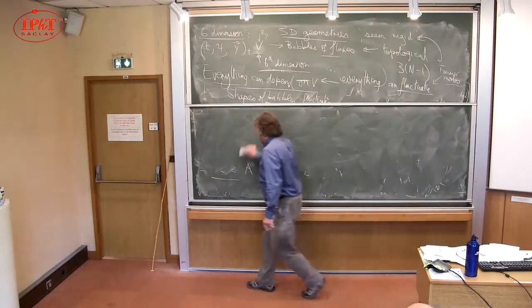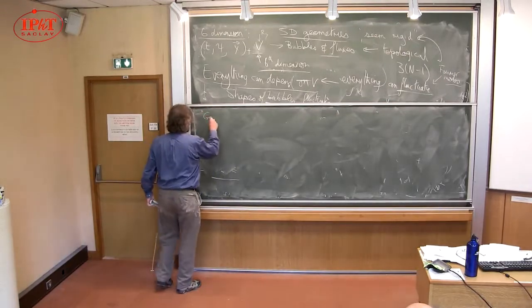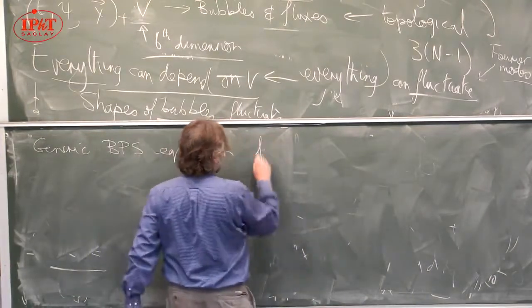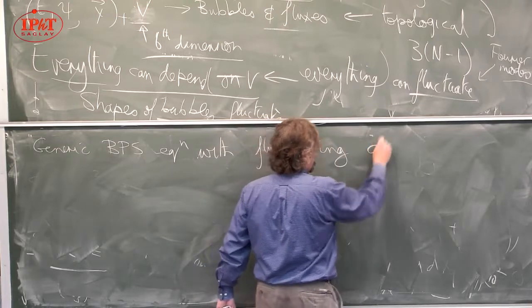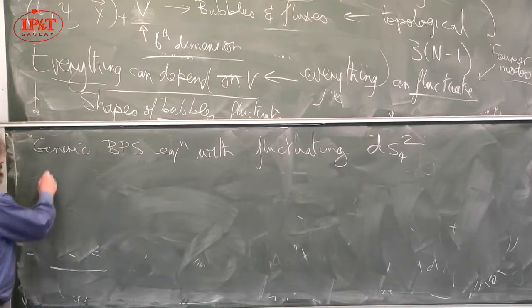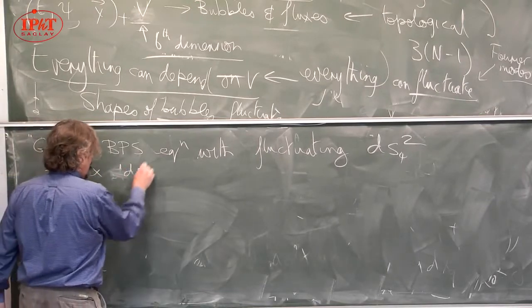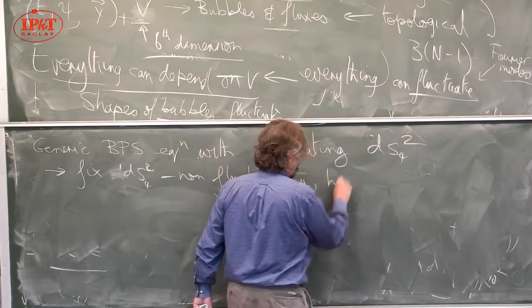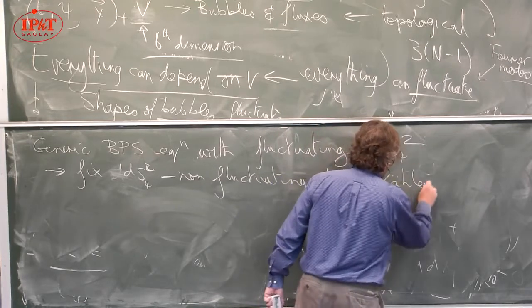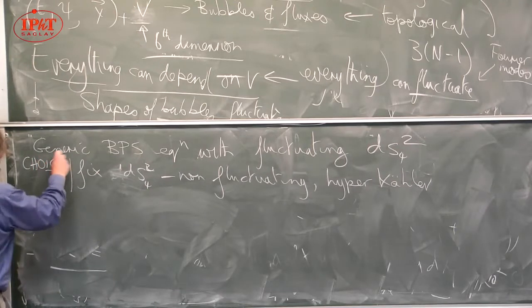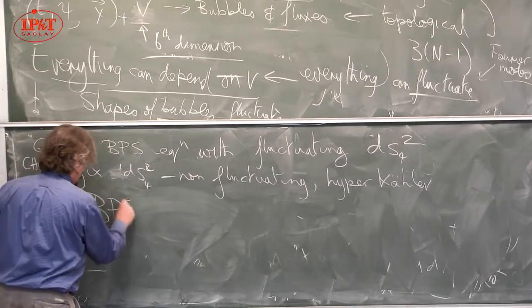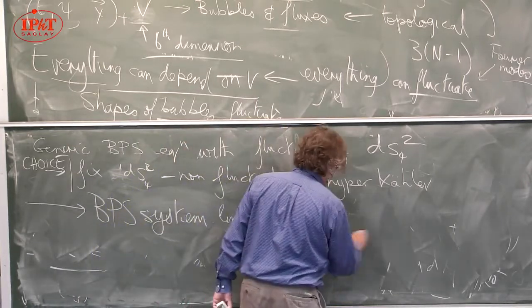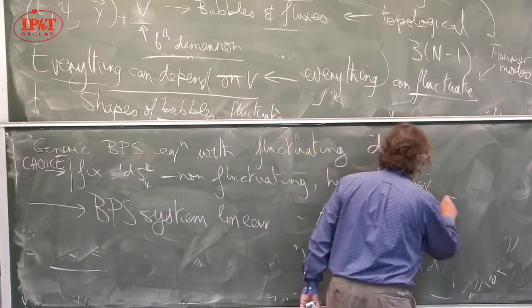The good news is the BPS equations are a priori a nightmare. Generic BPS equations with fluctuating metrics. Let me be more precise. There's a ds4 squared that is a nightmare. We don't know how to deal with that. So we fix ds4 to be non-fluctuating, and hyperkahler just as before. But everything else is allowed to fluctuate. This is a choice. We don't know how to do any better. And then the BPS system's linear again. And we can analyze the hell out of it. And in particular, the electromagnetic fields, the Z_Is, the thetas, can all fluctuate.